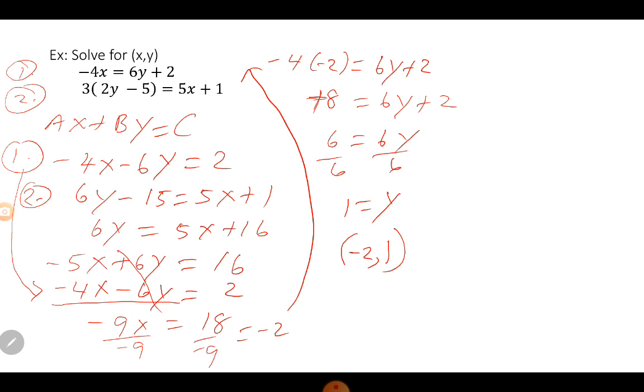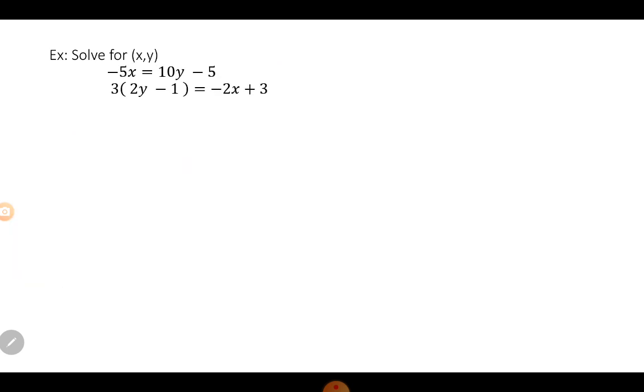All right, so let's look at our last example. Again, we could do it like we did before. We want it in the form ax plus by equal to c, where a, b, and c are constants. So the first equation, I can just move the 10y over by subtracting 10y from both sides. So I get minus 5x minus 10y equal to minus 5.